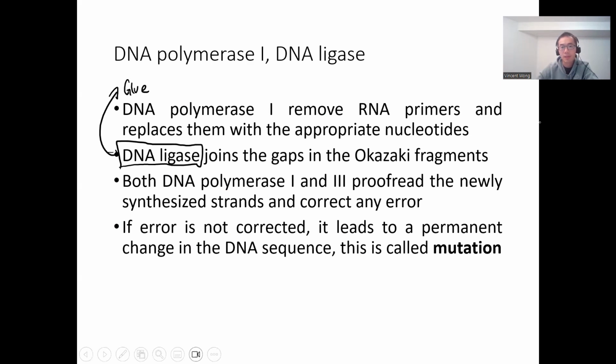Ligase joins the Okazaki fragments together to form the covalent bond connecting the nucleotides. Both DNA polymerase 1 and 3 have a proofreading mechanism. It's able to check for mistakes as it is building the new strand. If there is a mistake, it will take out the wrong nucleotide and put the correct one in. If the error is not corrected, it leads to a permanent change in the DNA sequence, and we call that mutation. We will learn a lot more about mutation next week.